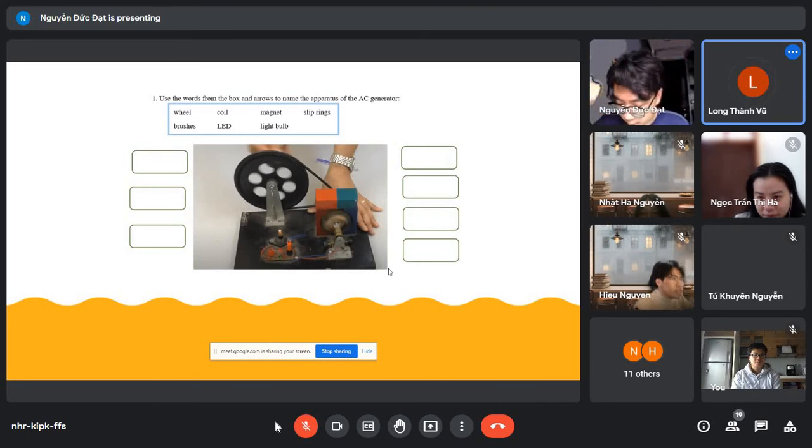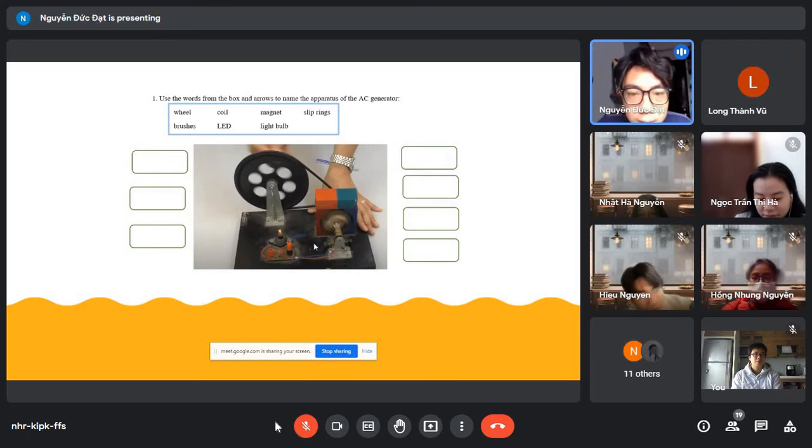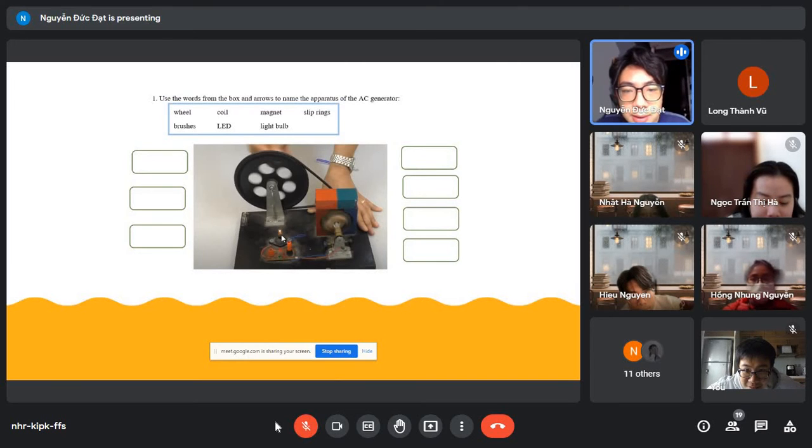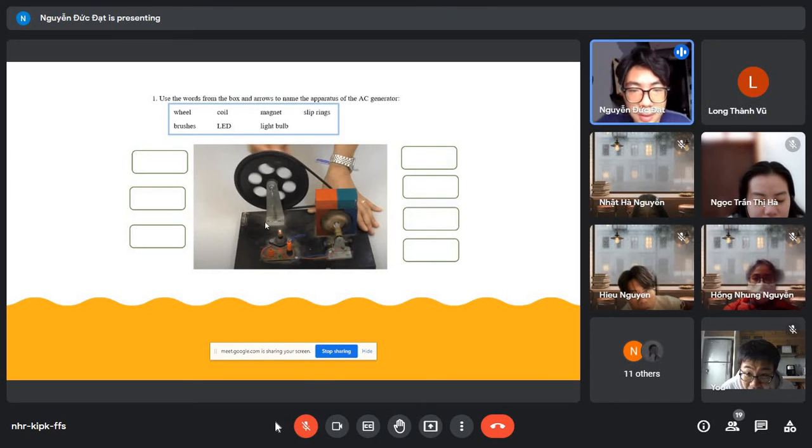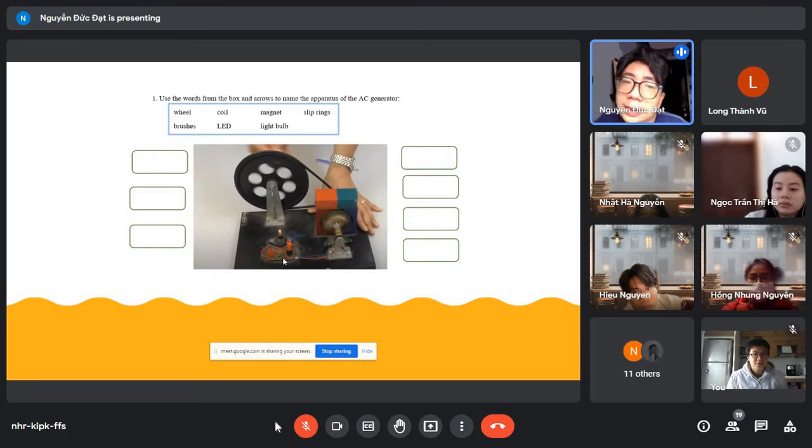Yes. Okay. So now we are going to talk about how we can detect the existence of the current. So here we will use two types of bulb. Can you tell me what this type of bulb is? The bulb is the normal light bulb. Yeah, it's just a normal light bulb, and this is the LED. Do you know what LED stands for?